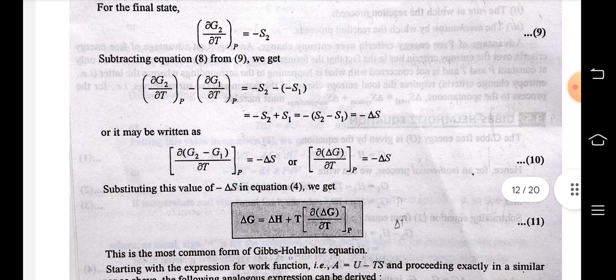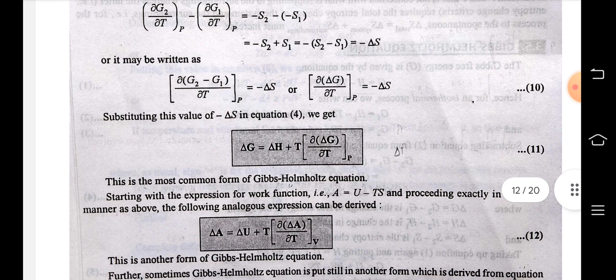If pressure is kept constant, the partial derivative of G with respect to T at constant pressure is equal to minus S. For the initial state, the partial derivative of G1 with respect to T at constant pressure is equal to minus S1. For the final state, the partial derivative of G2 with respect to T at constant pressure is equal to minus S2. Subtracting, the derivative of G2 minus the derivative of G1 is equal to minus (S2 minus S1), which is minus S2 plus S1, equal to minus delta S. It may be written as the partial derivative of delta G with respect to T at constant pressure is equal to minus delta S.